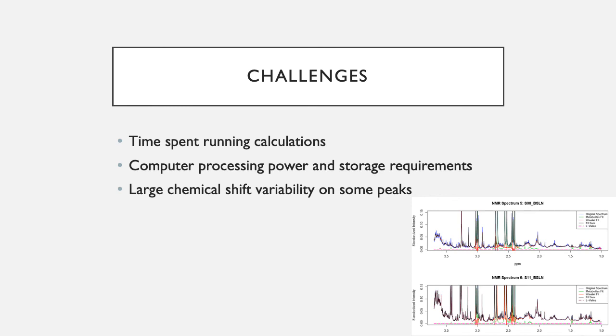The computer processing power needed was very high, and the storage requirements were extreme, with each run of calculations typically taking a gigabyte of storage space. Also, the large chemical shift variability present in some peaks, such as citric acid, proved difficult to work around with the Batman software, and the R delta being too large led to fitting the wrong peak at times when this was the case.